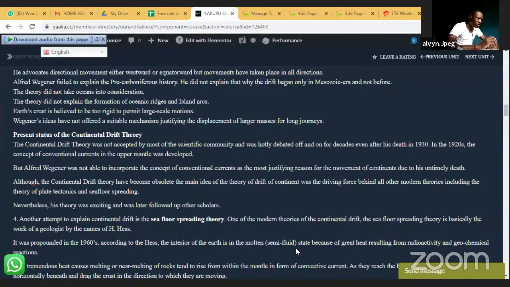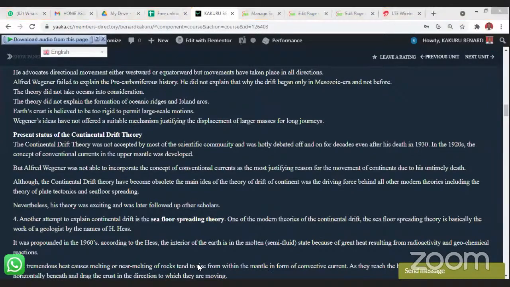Present status of the continental drift theory. The continental drift theory was not accepted.